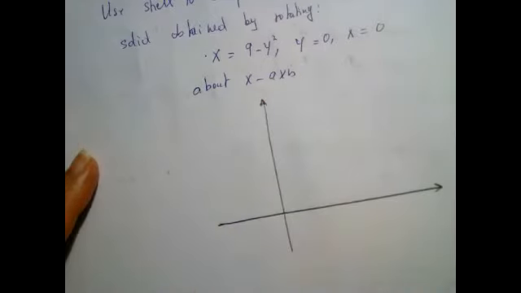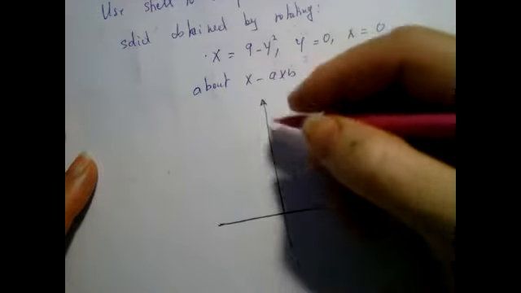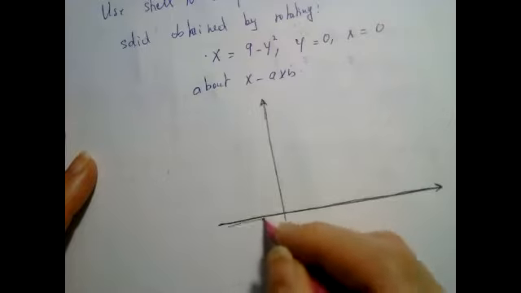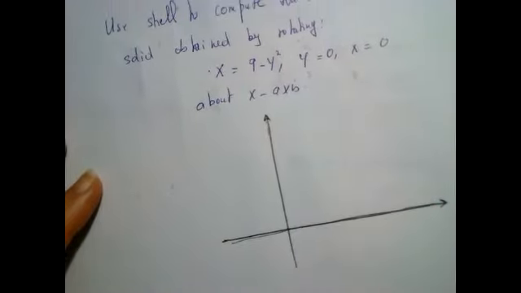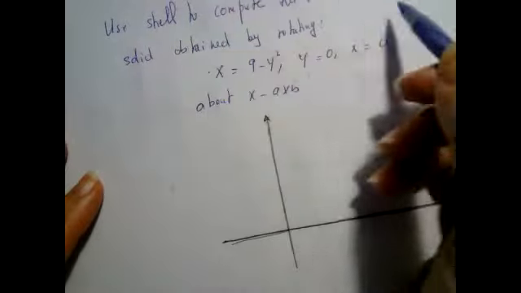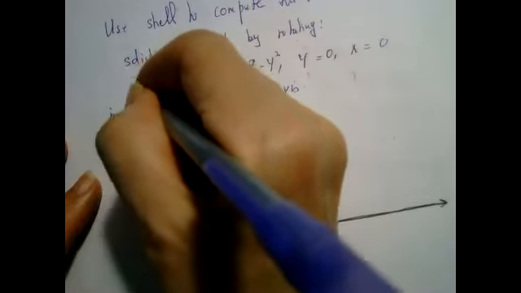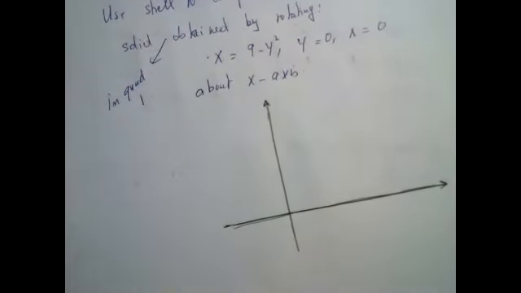Okay. X equals 0 is this line. Y equals 0, I mean the other way around. Y equals 0, x equals 0, and the shell was so in the first quadrant. In the first quadrant. Okay, bounded by that. Now x equals 9 minus y squared.